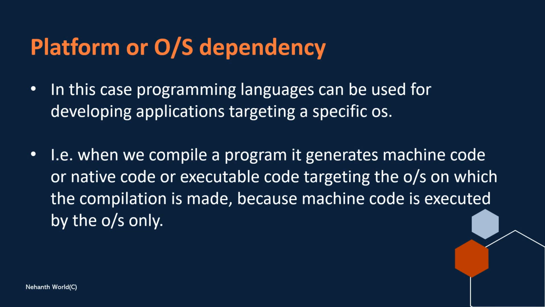In this case, programming languages can be used for developing applications targeting a specific OS, like Windows, Mac OS, like that. That is, when we compile a program, it generates machine code directly, or native code, or executable code targeting the operating system on which the compilation is made, because machine code is executed by the operating system only.